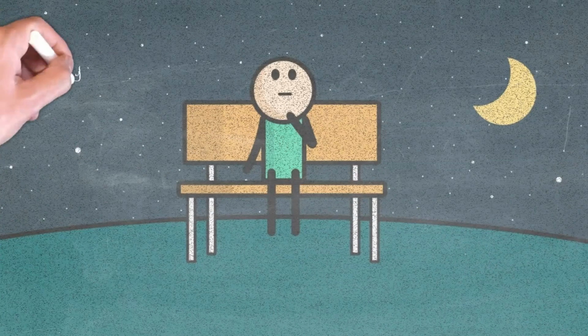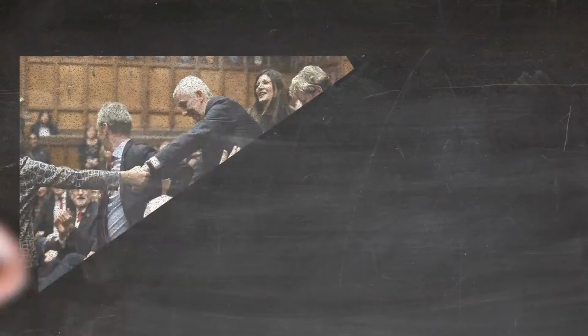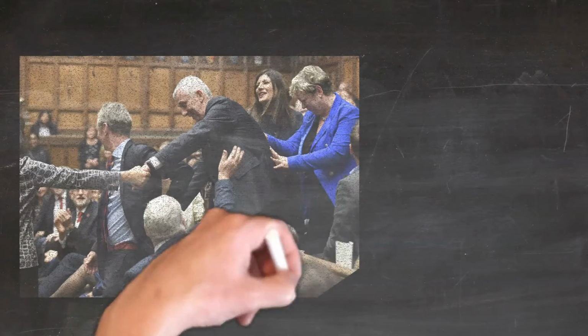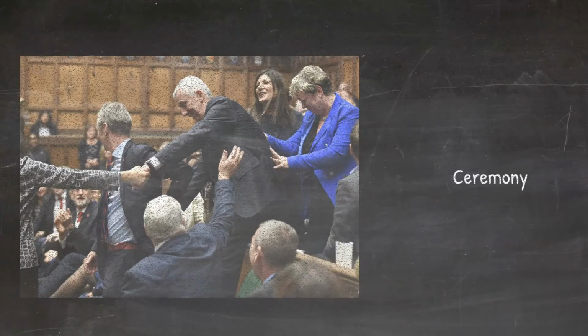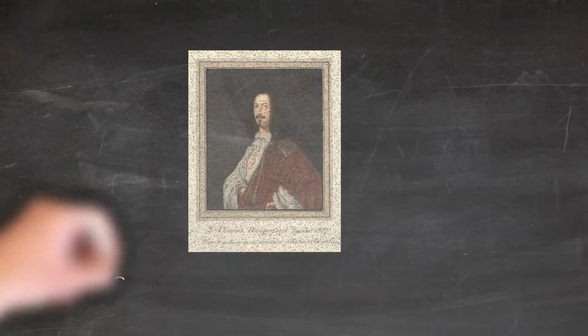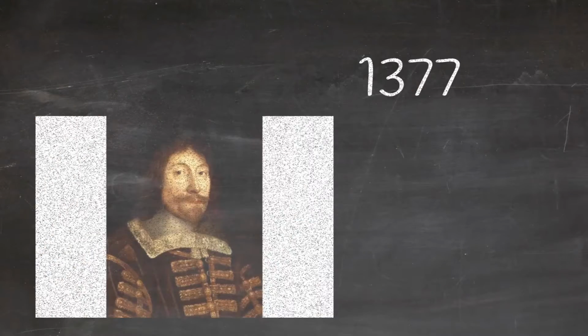The successful candidate, who will then be the elected speaker, and as tradition follows is dragged to the speaker's chair by other MPs, makes it official and will attend the Lords Commissioners in the House of Lords to receive royal approbation. Now, historical context.